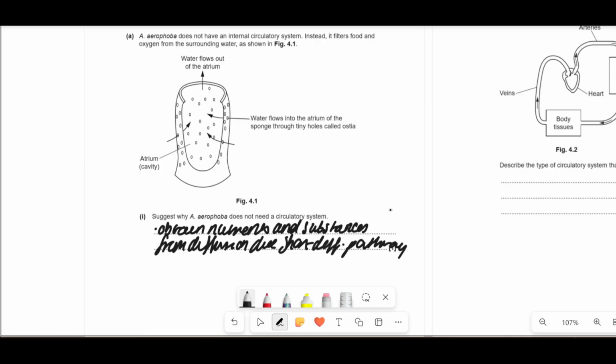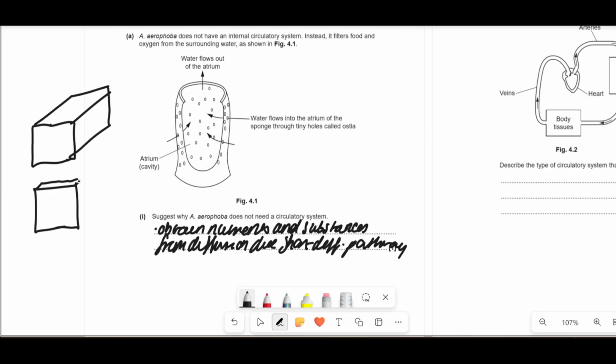Or you could say, for example, it's got a large surface area to volume ratio, because you can see that's quite thin, and that's all it's got to get through. Now, the concept of surface area to volume ratio is something that I've seen people struggle on. They just kind of say it and not realize what they mean. Imagine I have a cube here, and then I have another cube here as well, but it's got less volume.